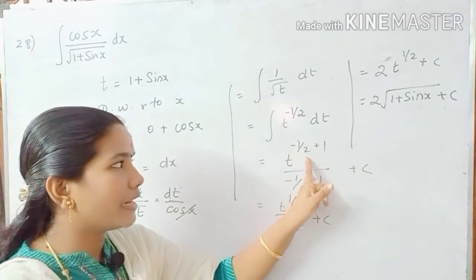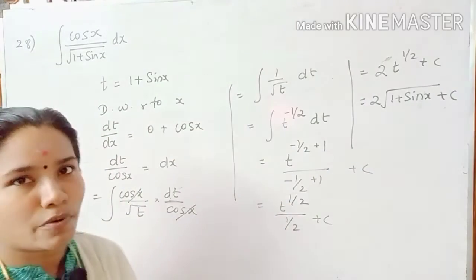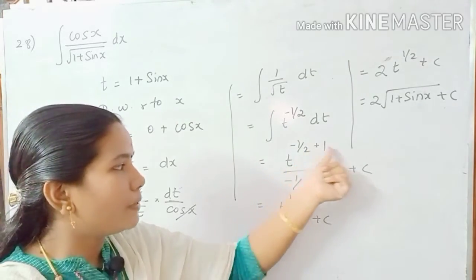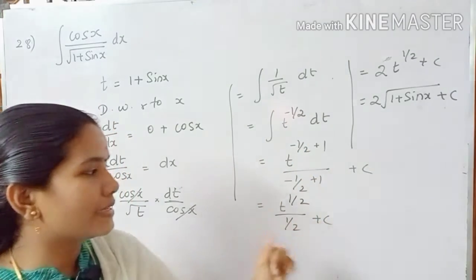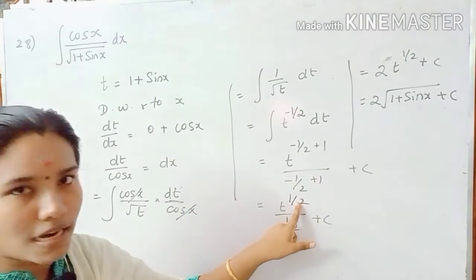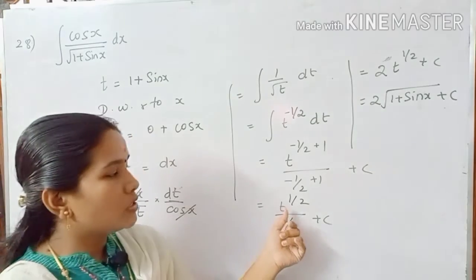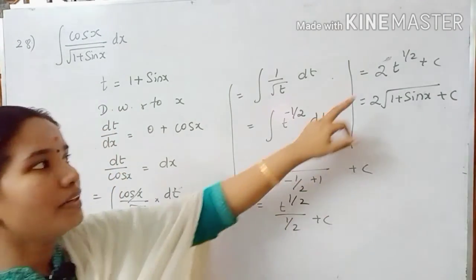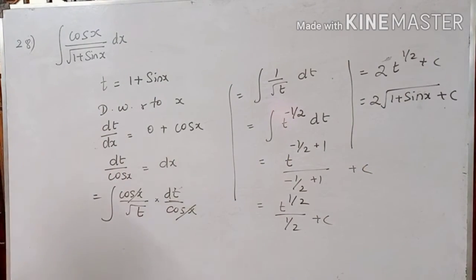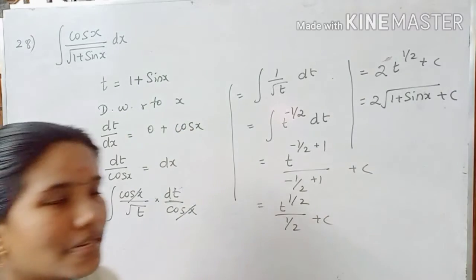Now I integrate this. The formula for this integration is integral x power n is equal to x power n plus 1 divided by n plus 1 plus c. So t power half, minus half plus 1 gives us half, divided by half plus c. So 1 by 2 is nothing but 2 t power half plus c. So what is the value of t? T value is 1 plus sin x. So 2 root 1 plus sin x plus c is the answer.